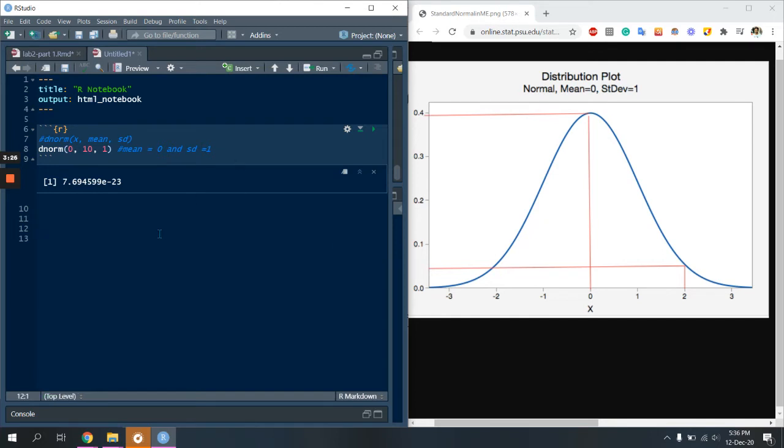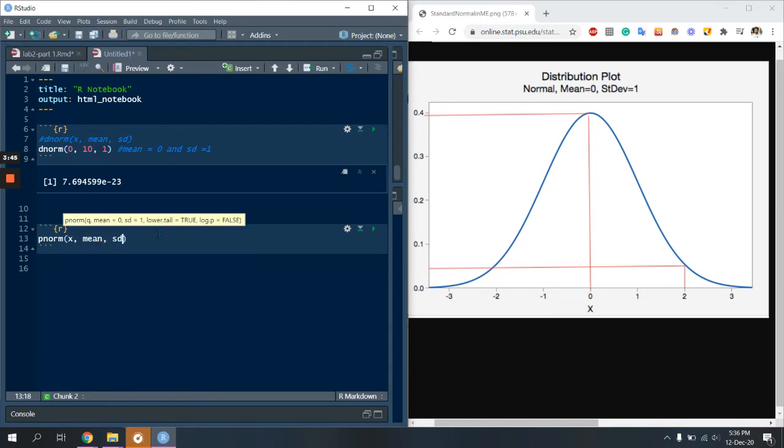Now let us talk about pnorm. pnorm is a function that also takes the same three values: a q value, or you can say x value, a mean value, and a standard deviation value. Let's comment this out because it's the skeleton of the function, and if I run it, it should give me an error.